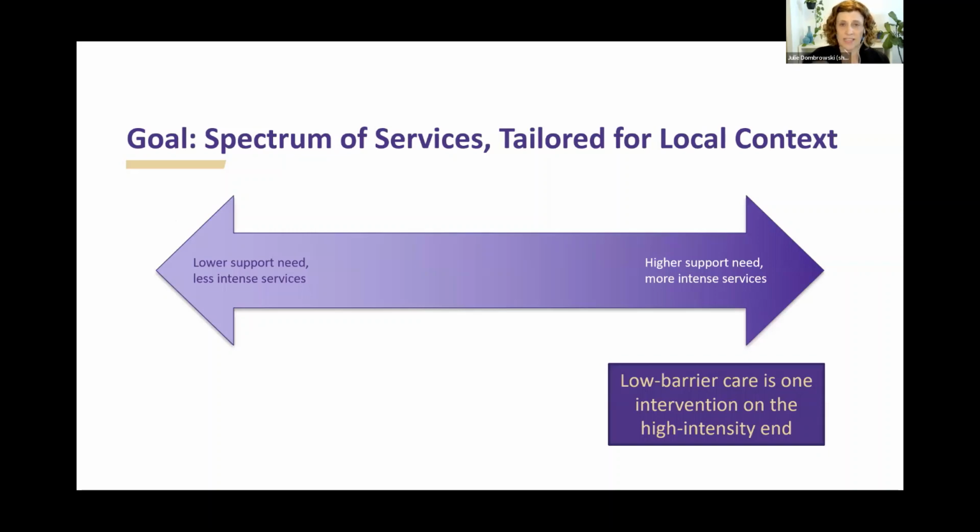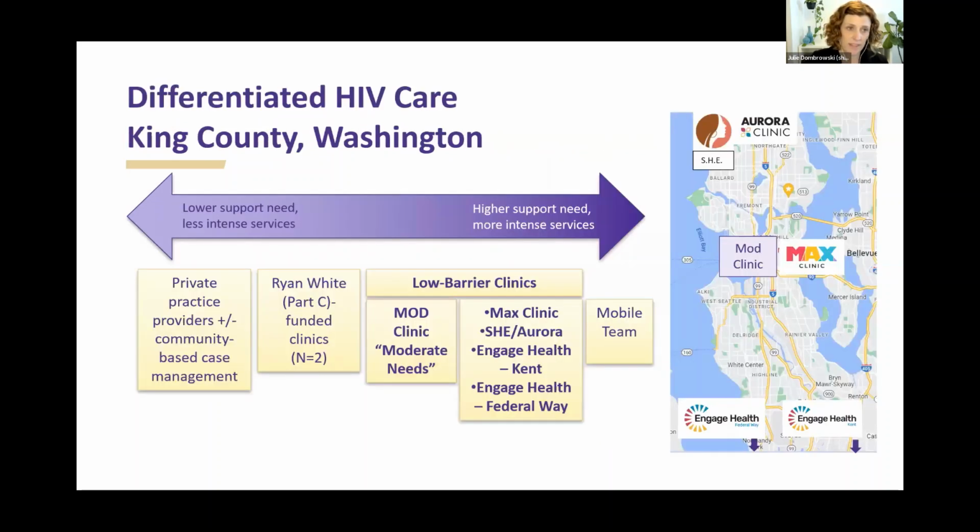So within the context of this spectrum of services, it's important to note that the intervention I'm focusing on today is just one part of this and is something that can be tailored for the local context. So low barrier care is not meant to be for everyone or the same everywhere. It's really one part of a larger system of differentiated care for the local context.